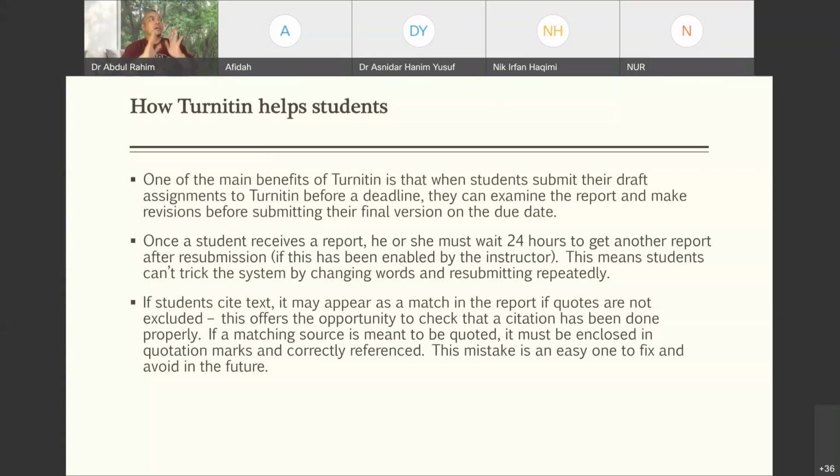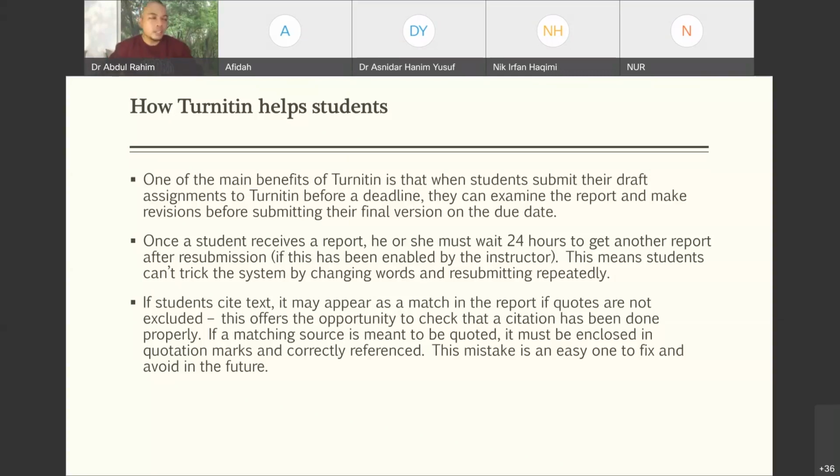All right, now how does Turnitin help the students? One of the main benefits of Turnitin is that when students submit their draft assignment to Turnitin before the deadline, they can examine the report and make revisions before submitting their final version on the due date. Okay, this is correct. We have put the rule for the students that they have to submit with 30% below for the similarity, and usually they have to attach the Turnitin report to us. So the job of checking the Turnitin report falls to the student itself. We just get the report and we have to trust what the student gives to us.